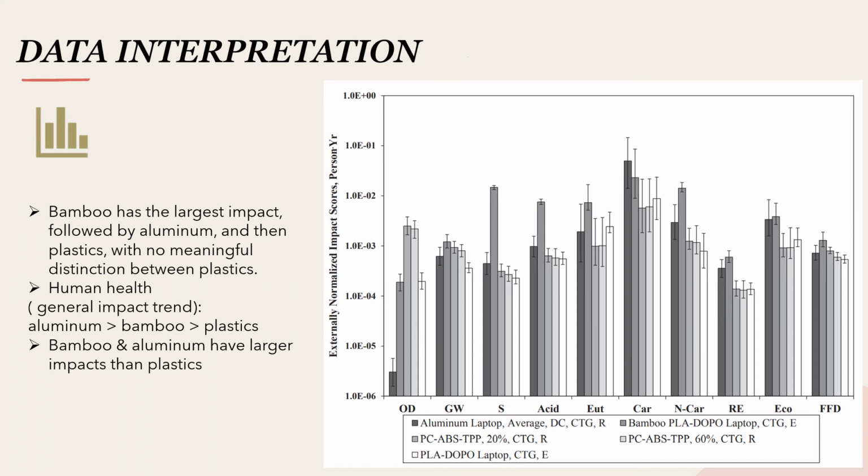uncertainties of all impacts, with only a general impact trend of the aluminum, the bamboo, and then the plastics. The range of uncertainty for ecotoxic only supports an interpretation that bamboo and aluminum have larger impacts than plastics. So the bamboo and the aluminum did not serve as well as the plastics did for this case study.